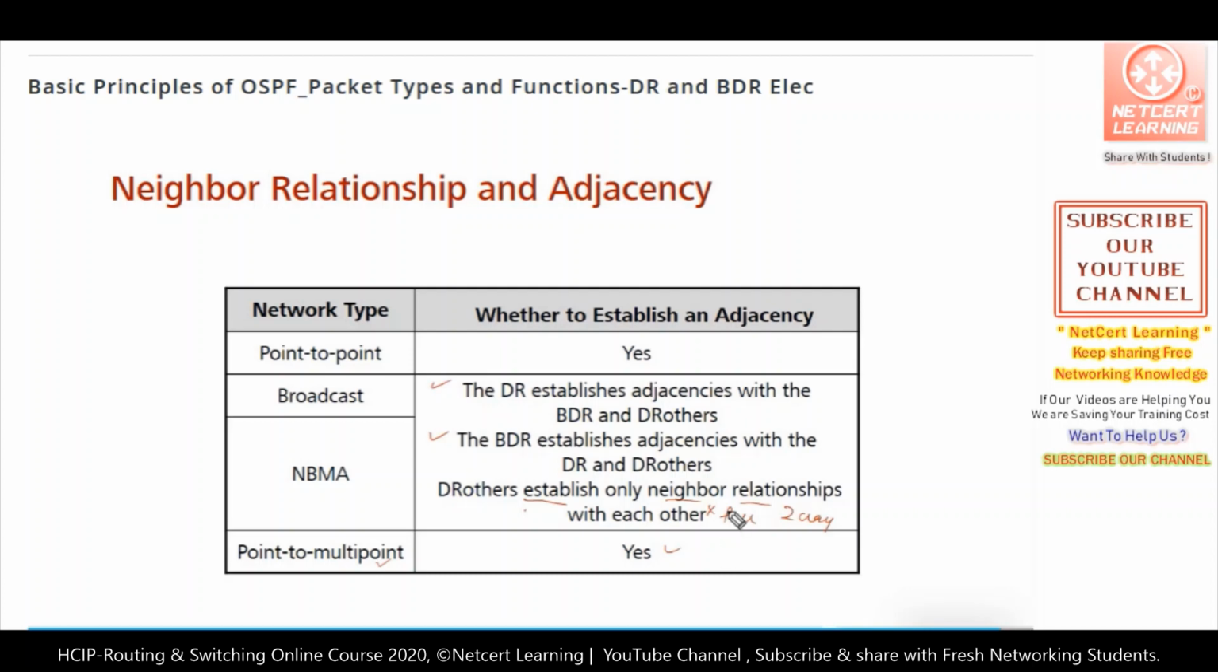Once the adjacency is established and the LSDB synchronization is complete, the router will start the shortest path first algorithm to calculate the shortest path to the known destinations on the basis of the information in their LSDB. So this is very important.